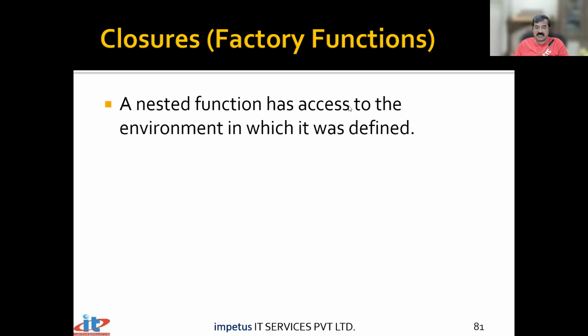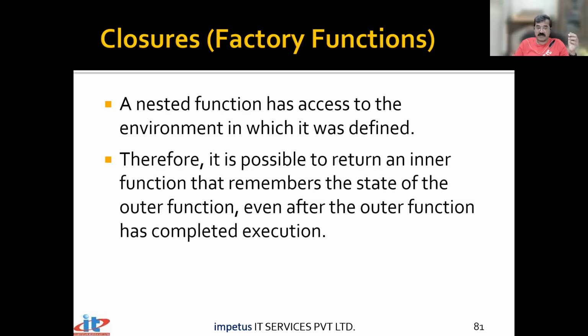A nested function has access to the environment in which it was defined. We just saw that. Our function data transmitter had permission to access the variable of the surrounding environment, send message to space. Our variable convert to Fahrenheit had permission to access the variable degree, which was defined in the surrounding environment called temperature. So that's a known fact.